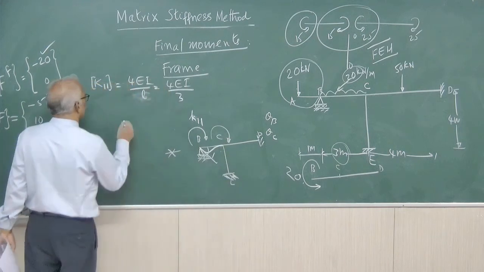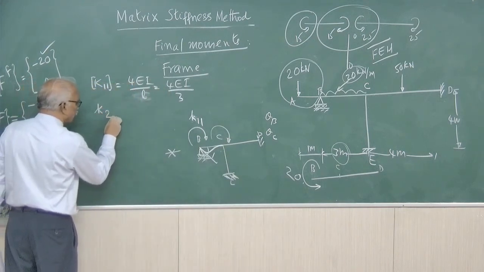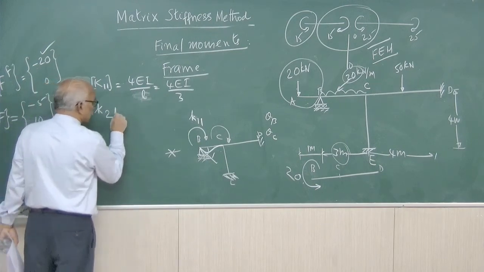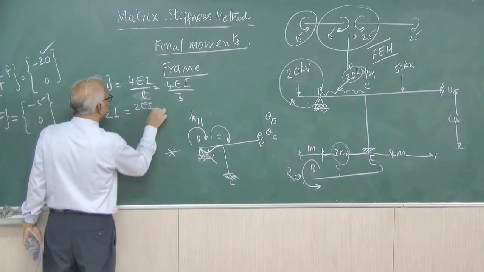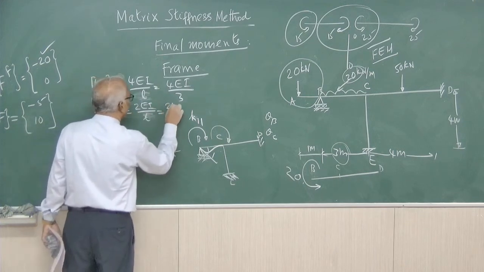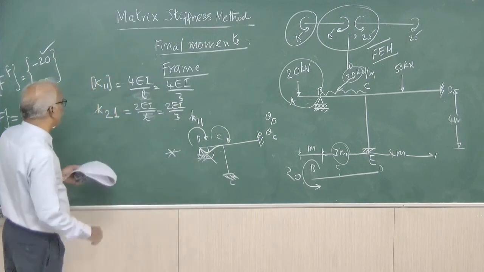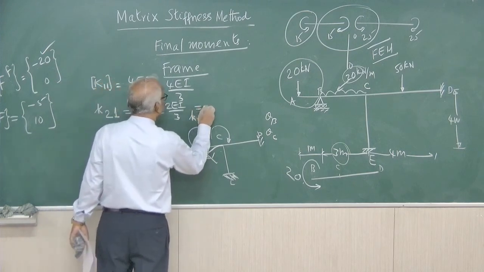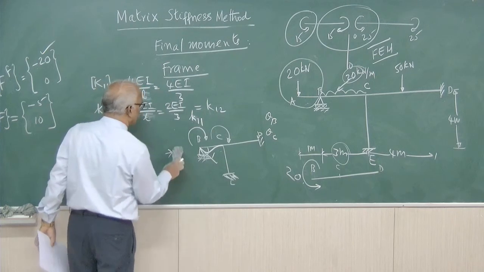That is, the force at coordinate 2 due to unit displacement along coordinate 1. So, this value equals 2EI by L, half the value under the same sign. So, 2EI by L equals 2EI by 3, that is K21. Later we will find K21 is also equal to K12, right.